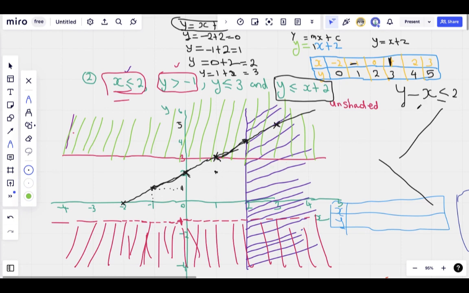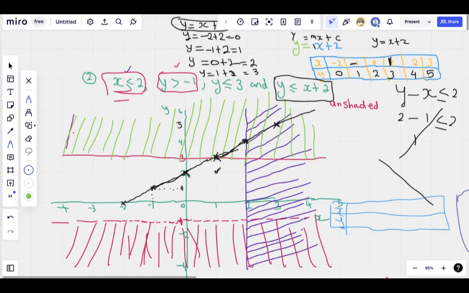So you substitute it here. 2 minus 1 is actually less than 2. 2 minus 1 is 1, so 1 is less than 2. So this is the correct region. Once it obeys this inequality, then it's the right region.